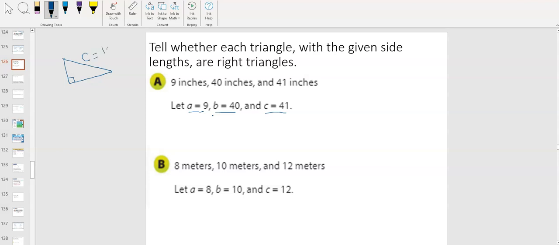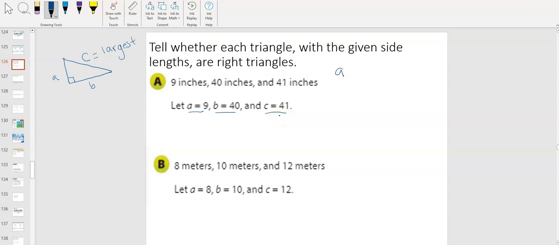C is always the largest or longest side of my triangle. A and B are the other two, and it doesn't matter which one's A or B. This could be A or this could be B. It doesn't matter. But if you're just given three numbers, you're going to look for the largest one to be C. But if you're told which one is C, then you're going to do that.